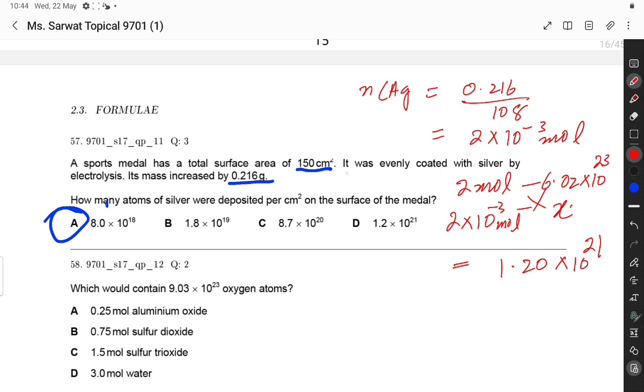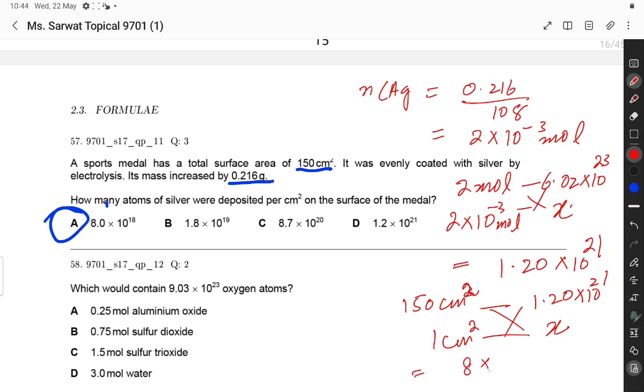Now the sports medal has a total surface area of 150 centimeter square. It was evenly coated with silver by electrolysis. So 150 centimeter square means it covers 1.20 × 10^21 atoms, and what would be 1 centimeter square? By cross multiplying, this is equal to 8 × 10^18. So option A is the correct option.